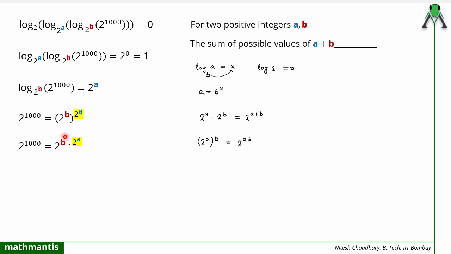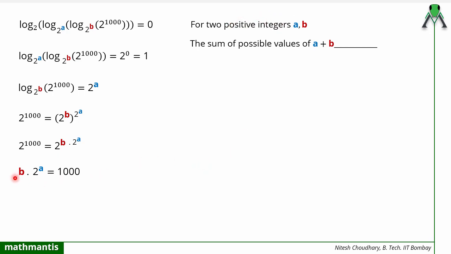Now we can equate the powers. b multiplied by 2 raised to power a is equal to 1000, and using this we have to find the values of b and a. Usually a question comes with a single equation and two variables, and in this type of question the condition is mostly given that the numbers are integers. Here it is given they are positive integers. This is the condition that we will apply to solve the question.